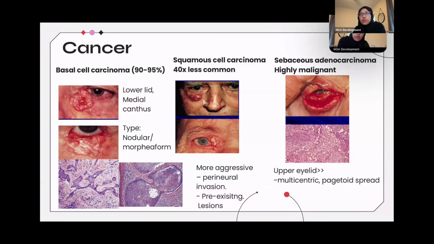Even though it's less common, it's more aggressive and it can cause invasion in the nerves, perineural invasion, and it can have pre-existing lesions. So it's more severe and it looks more whitish too and bigger than that one. This looks more pearly. That's how I like to know. It's like pearly and pink is basal, and more invasive, less common is squamous.